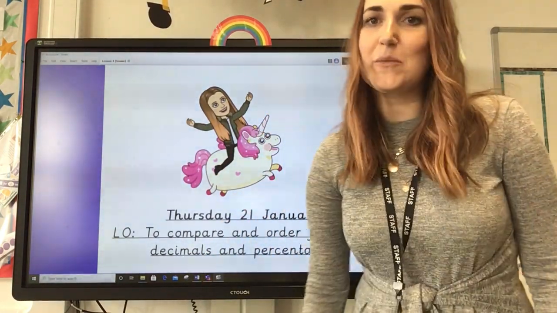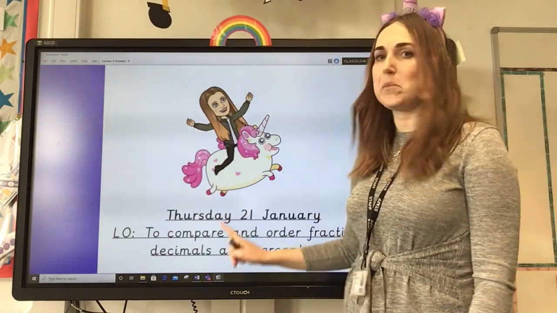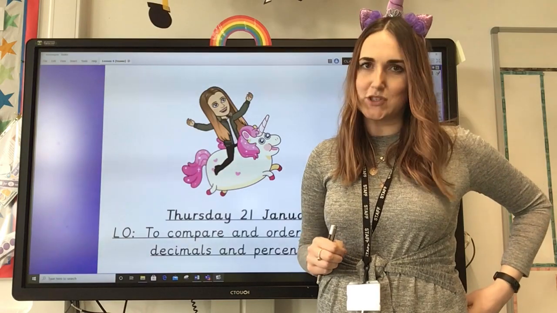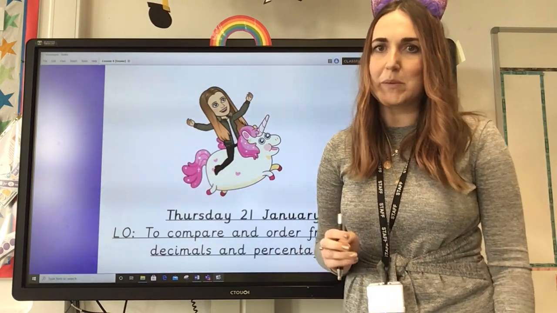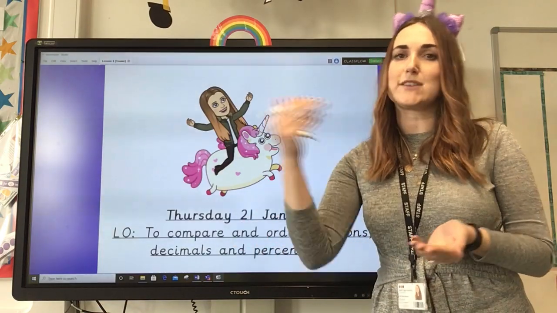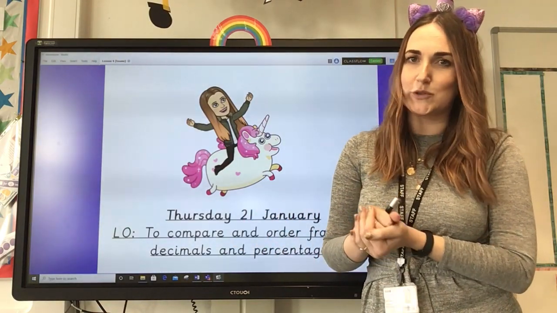So today we are going to be comparing and ordering fractions, decimals and percentages. A bit like yesterday's, where we're going to have to find the equivalence between them all, but then we're going to be doing an extra thing on top of that, which is comparing and ordering them.